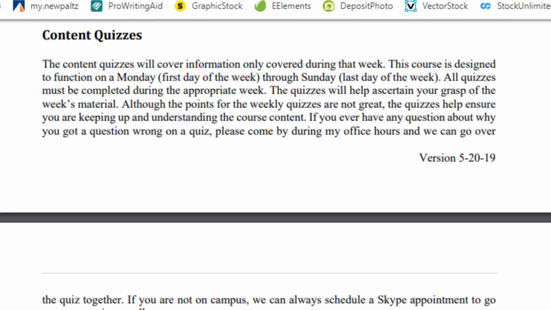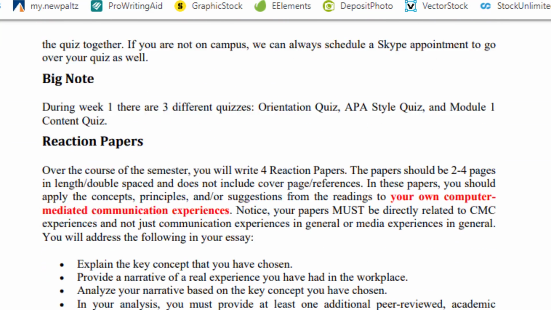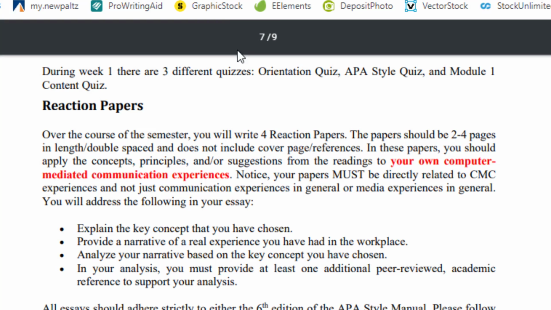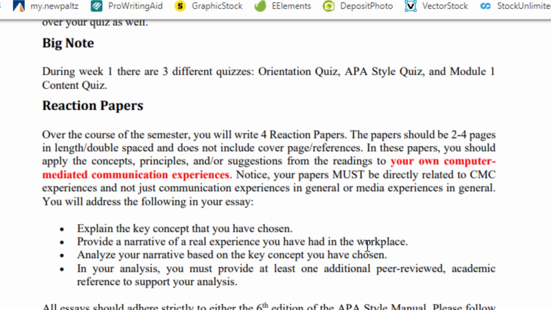There are also weekly, what I call content quizzes. The quizzes are primarily going to cover information from the 2 different textbooks. So again, that is where those quiz questions are going to be coming from. Big note, during week 1, there are 3 quizzes, so please pay attention to that. The first one is the orientation quiz, which is going to quiz you over a lot of the information that is in this video, but also the information in this course orientation.